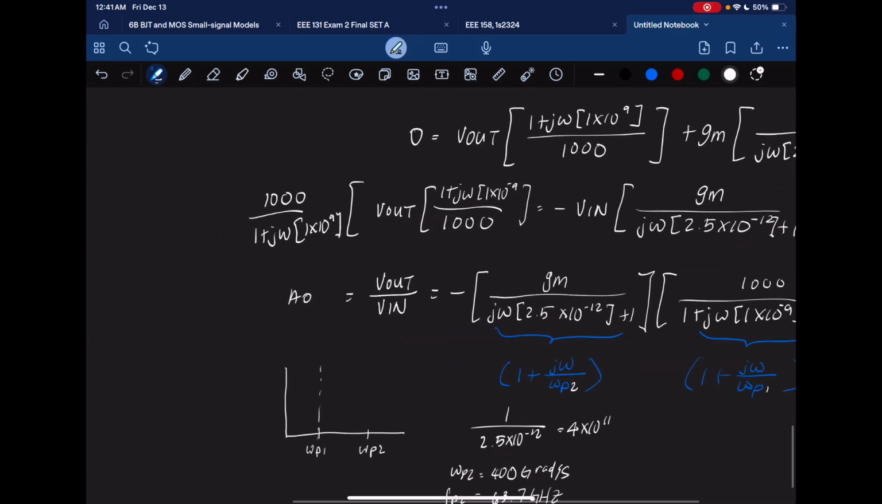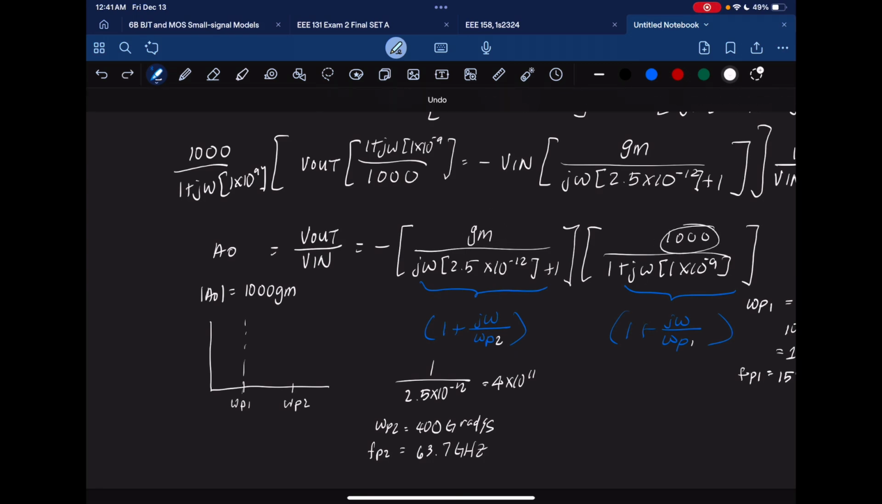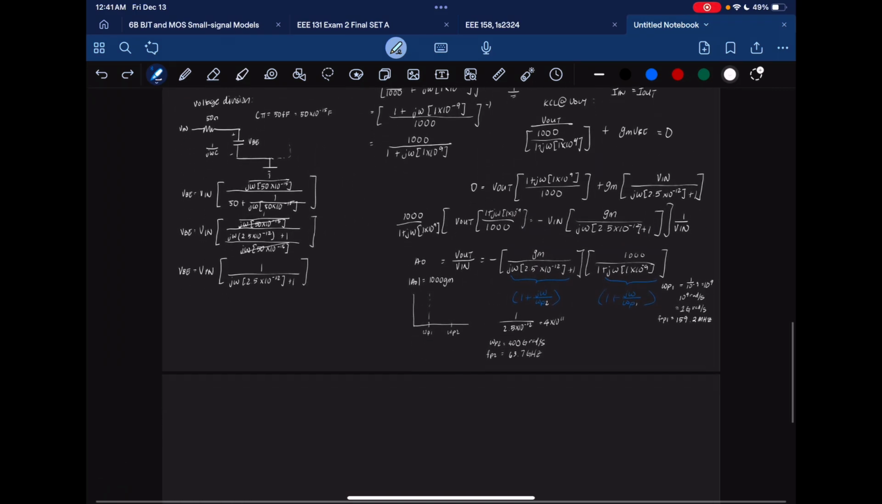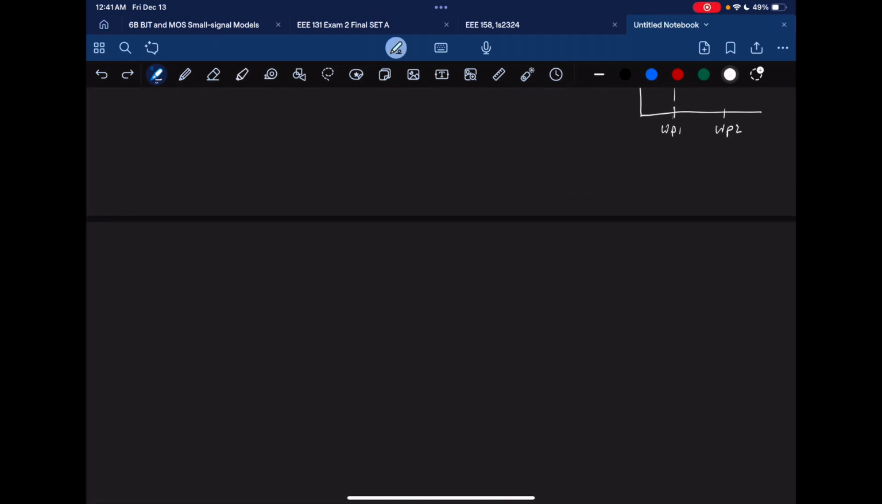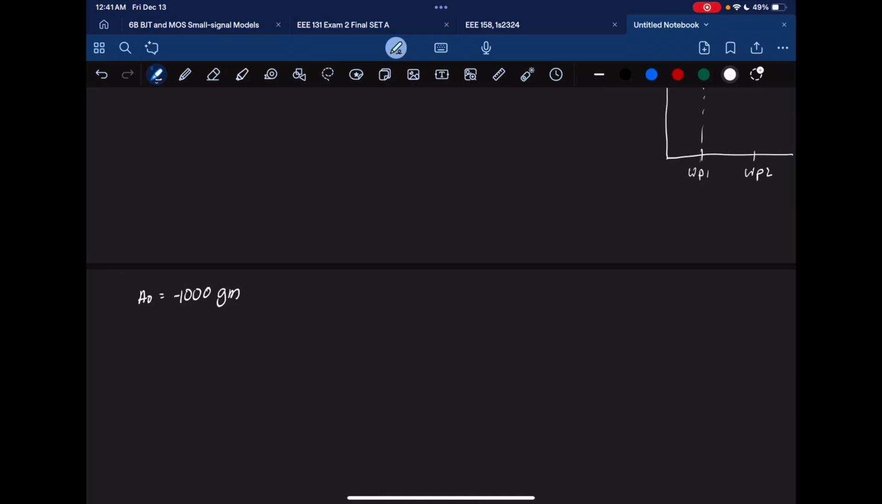Now, we also know that the magnitude gain is 1,000 GM, because of this and this. Okay. Next. The gain that's not magnitude yet is negative 1,000 GM. And then we also have the previous values here. So, let's just use F.